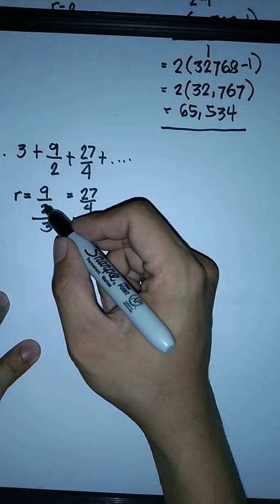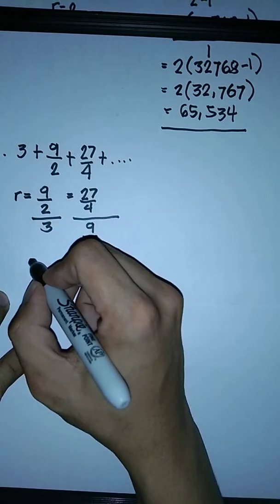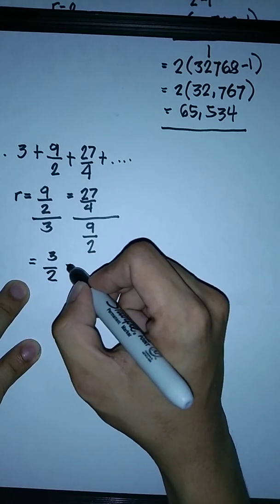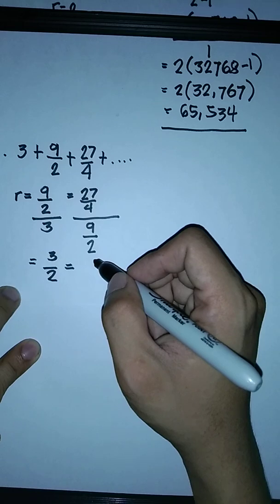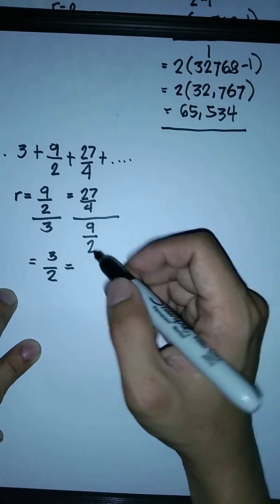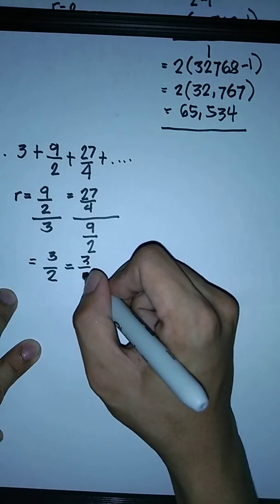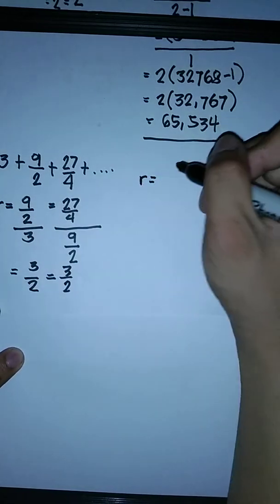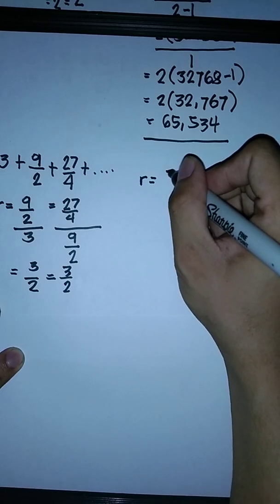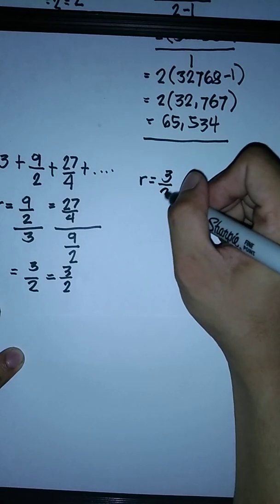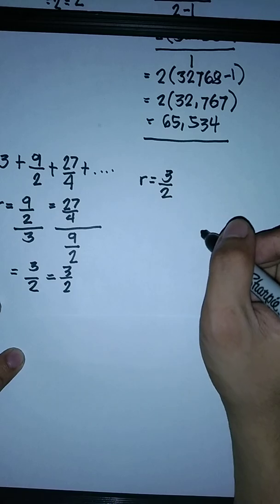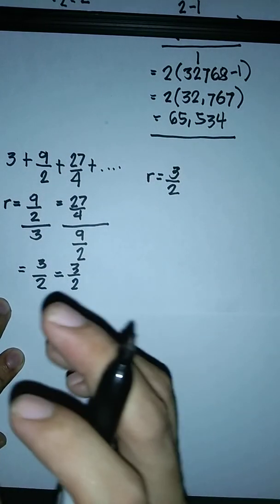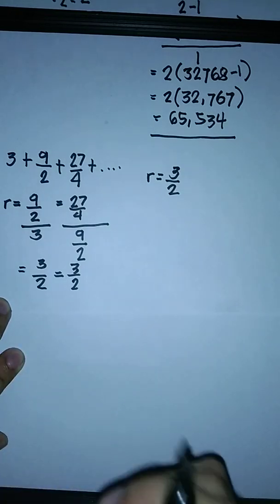So, kapag dinivide natin yung 9 over 2 over 3, that is equal to 3 over 2. As well as yung ating 27 over 4 all over 9 over 2, that is 3 over 2. So, yung ating r, o yung common ratio natin, that is equal to 3 halves. Okay. So, ito yung sinasabi ko kanina, yung pinagkaiba ng finite term and infinite term.